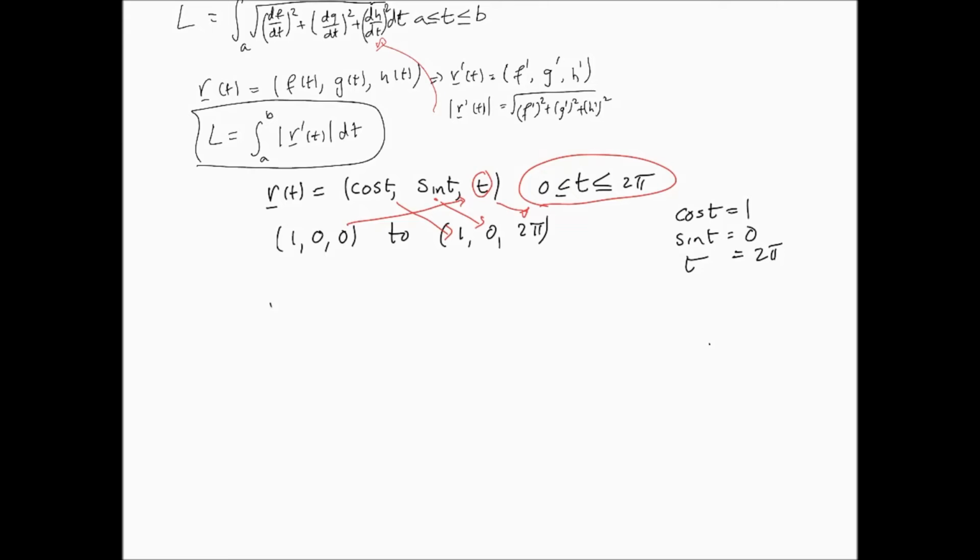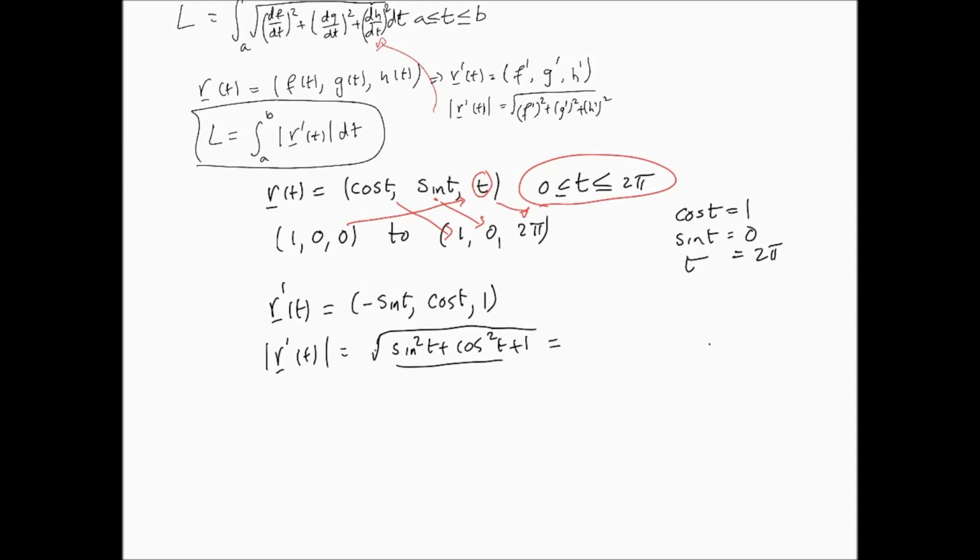So then what we need to do first, once we know the values of t, the next thing we can quite easily do is calculate the derivative here, which is -sin t, cos t, and 1. Calculate the magnitude of this, and that turns out to be the square root of sin²t + cos²t + 1², and sin² plus cos², as you know, is 1. So that gives us square root 2.